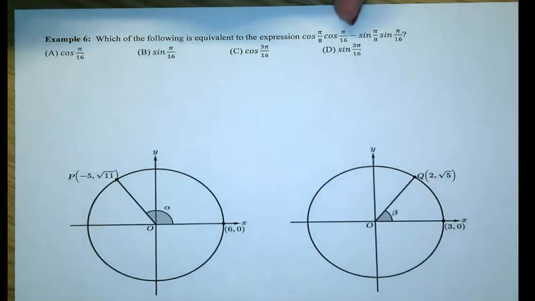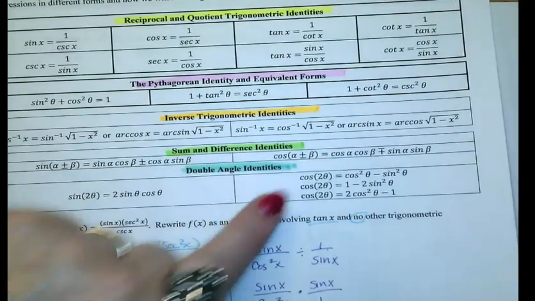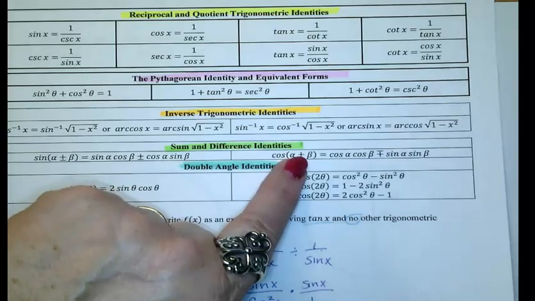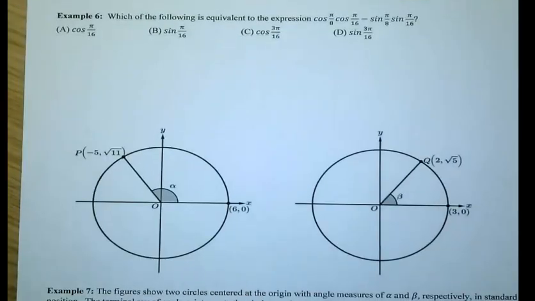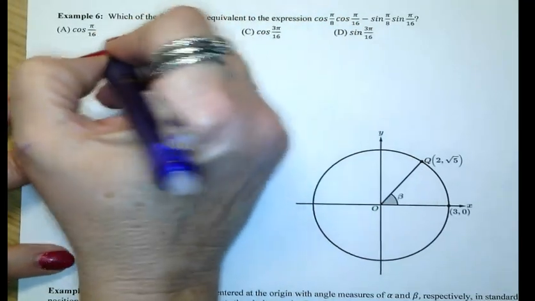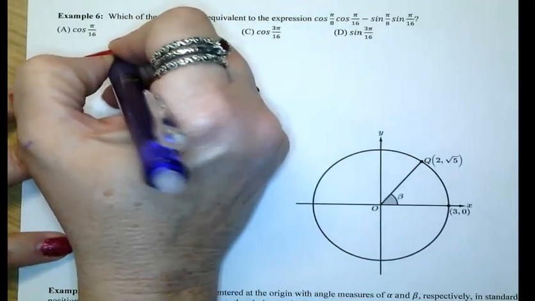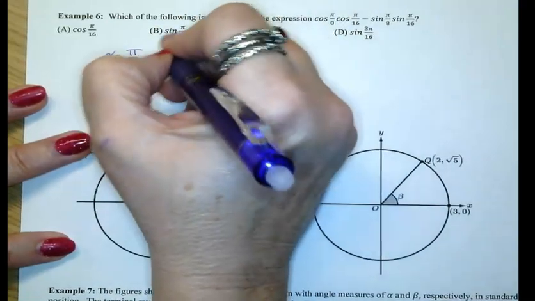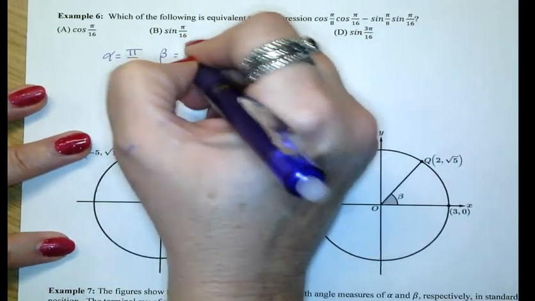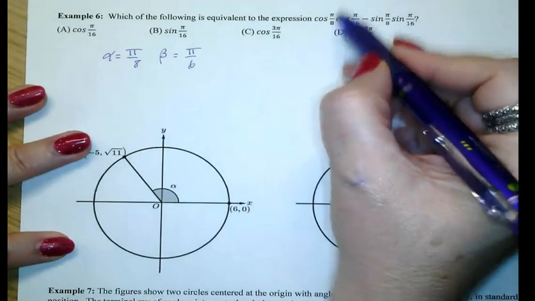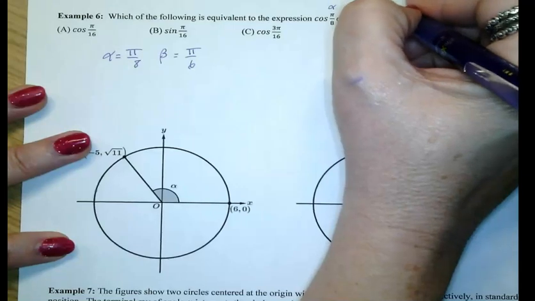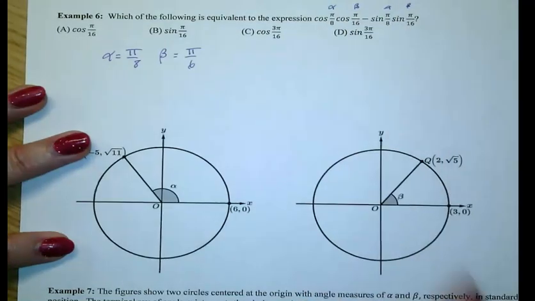So when I look in my problem right here, I can see it's connected by a negative. So over here, the negative is on top. So I'm going to condense this back in with a plus sign. All right. So I'm going to say my alpha is pi over 8. My beta is pi over 6. So that's these two angles. So this is going to be my alpha, my beta, my alpha, my beta. Okay.